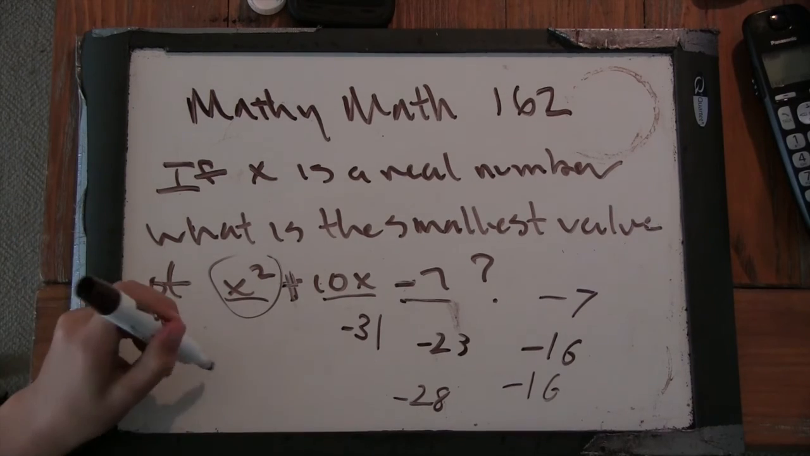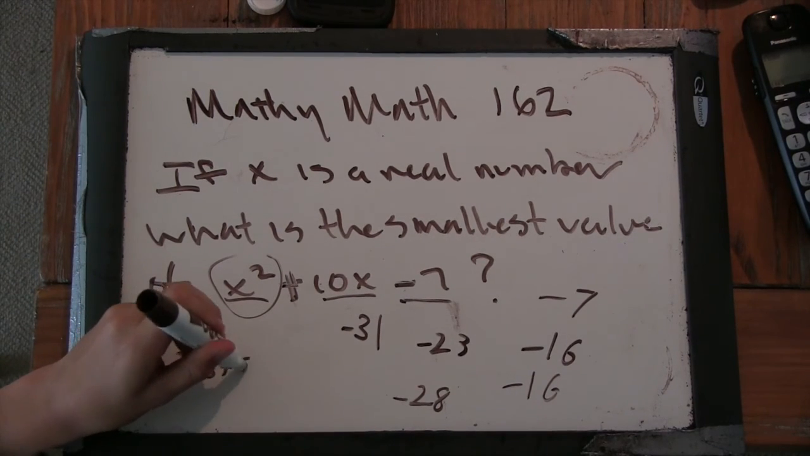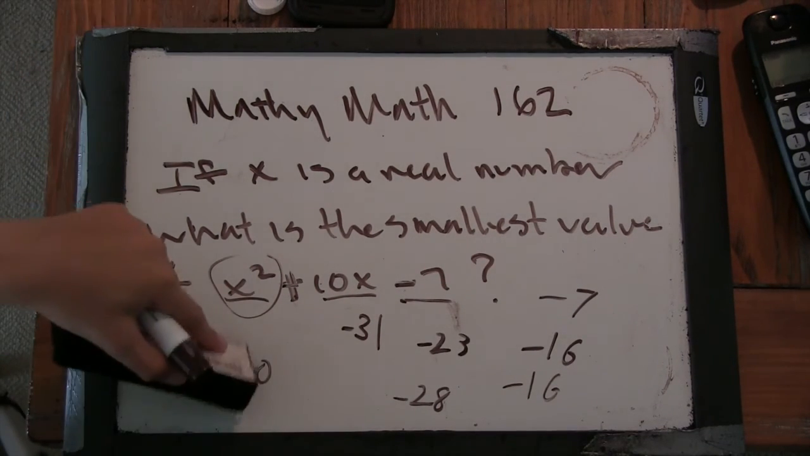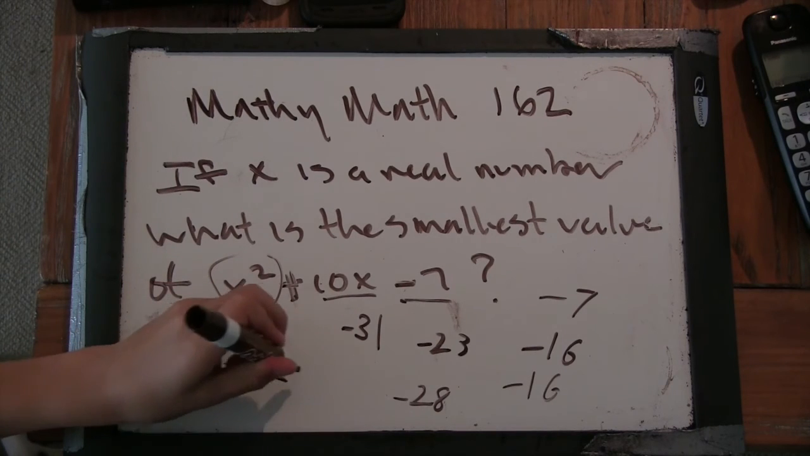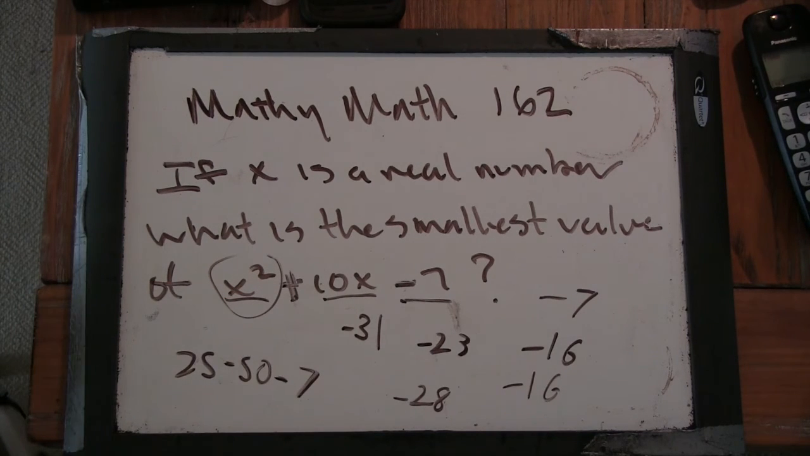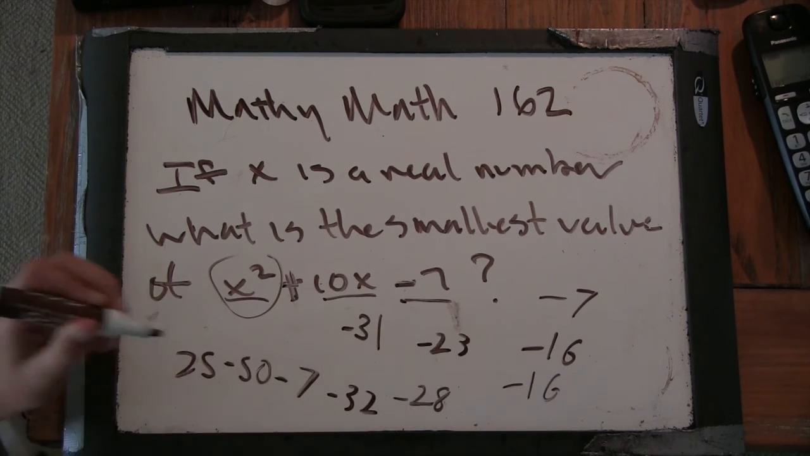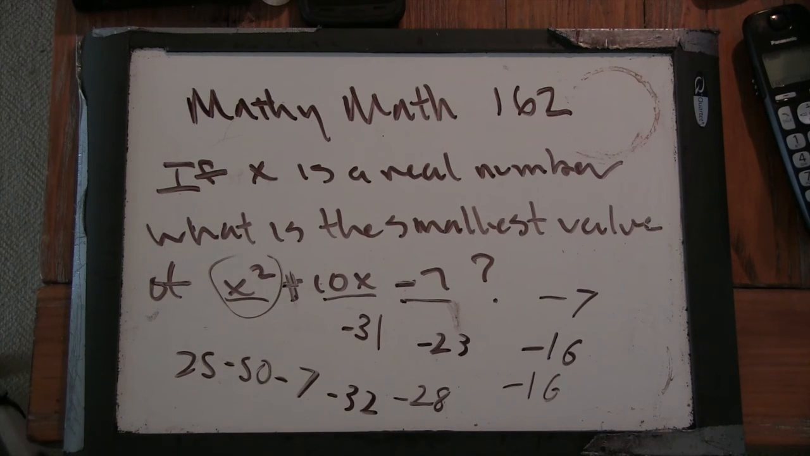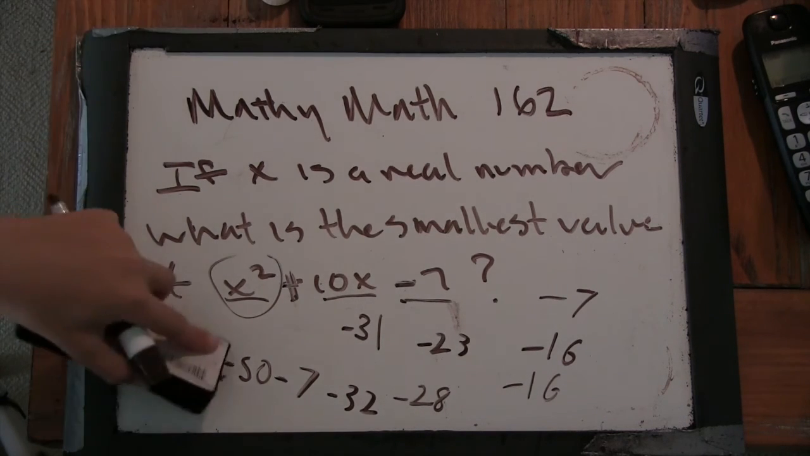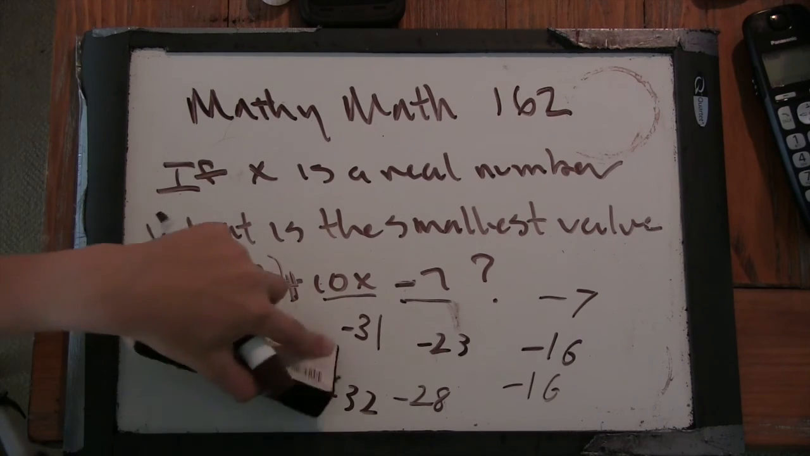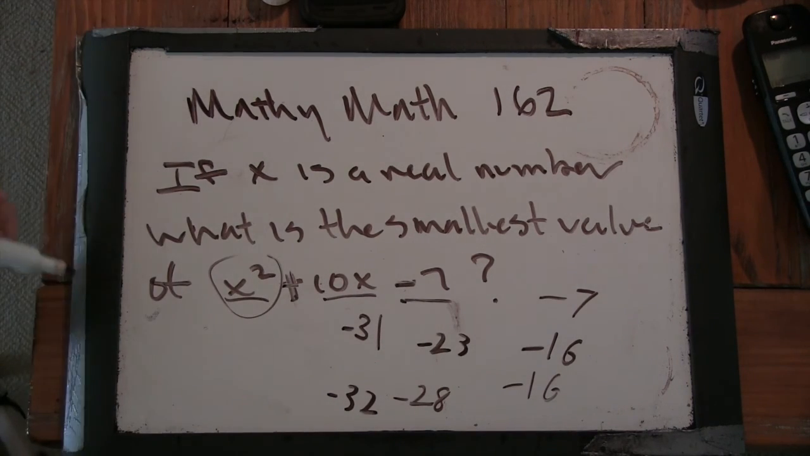Here it's minus 32. Alright, what value of x was that? x equals negative 5. Okay. So it seems like it's shooting up slower now.